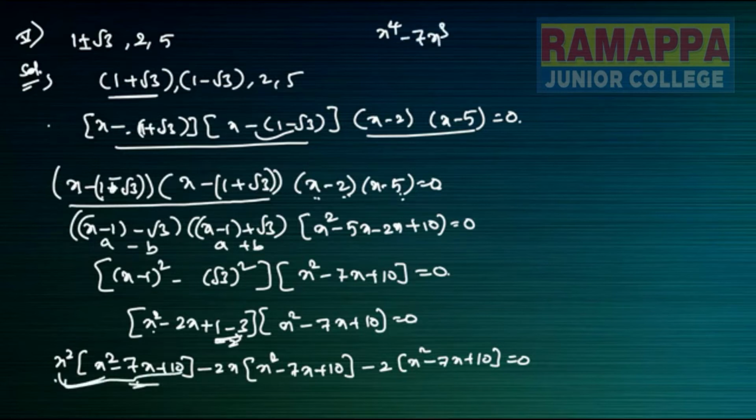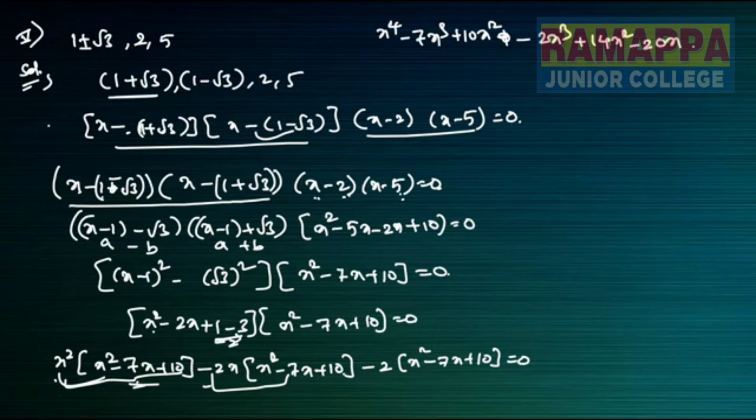Here x square into 10 plus 10x square. Here minus 2x into x square, minus 2x cube. Here minus 2x into 7x, that is minus 14x plus 14x into x square. So here minus 2x into 10 minus 20x.